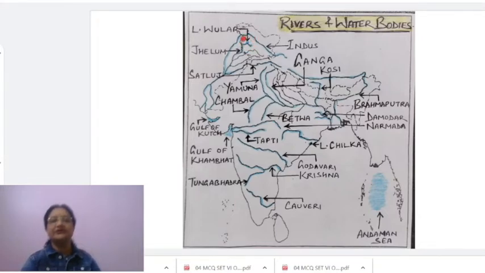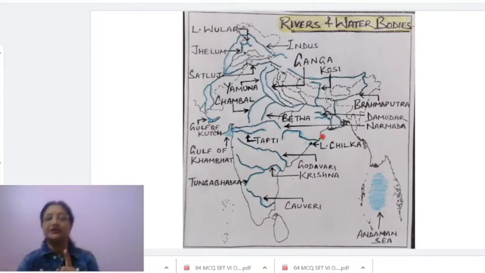Okay, I am showing you here in the map, Wooler Lake. This is clear? So this is the first lake you have to mark. Number 2 is actually the Lake Chilka. Lake Chilka, very close to Mahanadi River. And this is the point. On the coast, you have to mark Lake Chilka, but you have to be very careful.